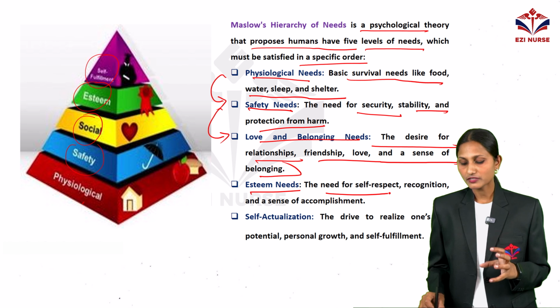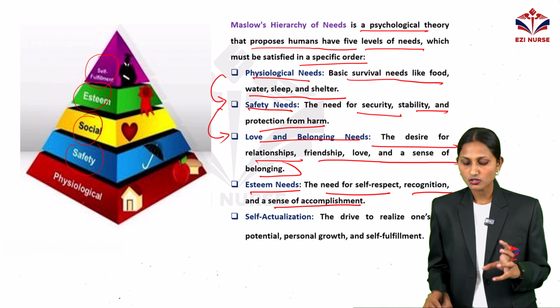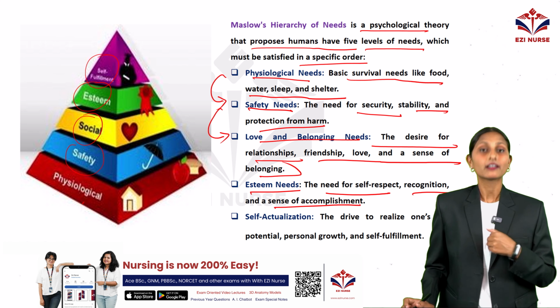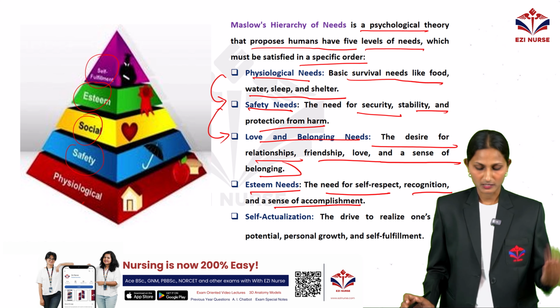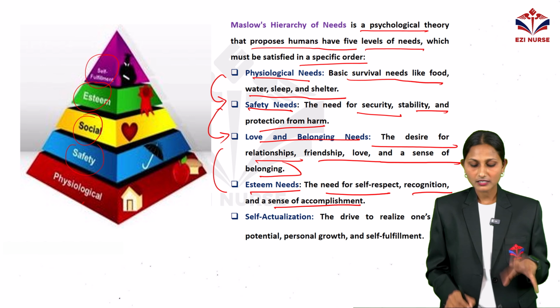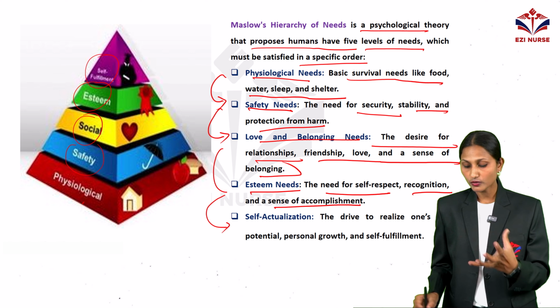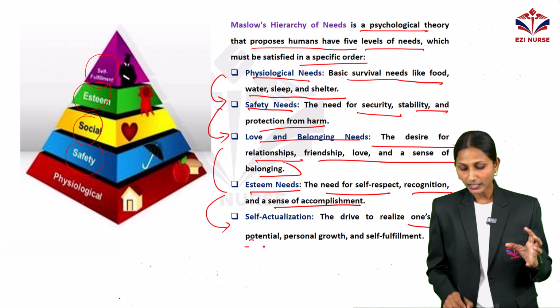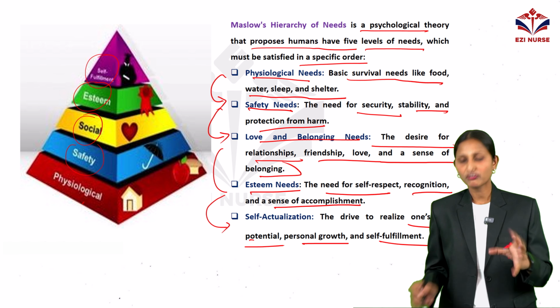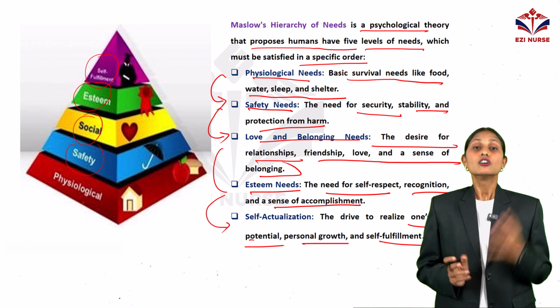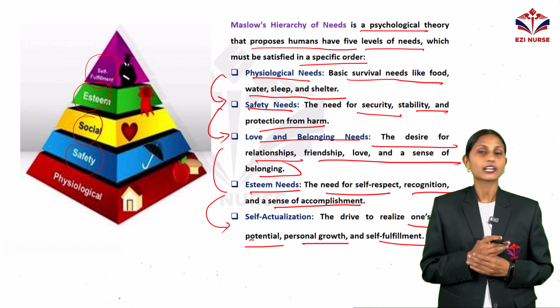The next one is the esteem needs. The need for self-respect, recognition and a sense of accomplishment. We want to be respected. Everyone wants to be respected, right? So the esteem need is the fourth one. And the last one is self-actualization, where you realize your own self, your potential, your personal growth and self-fulfillment. So this is all about Maslow's hierarchy of needs.